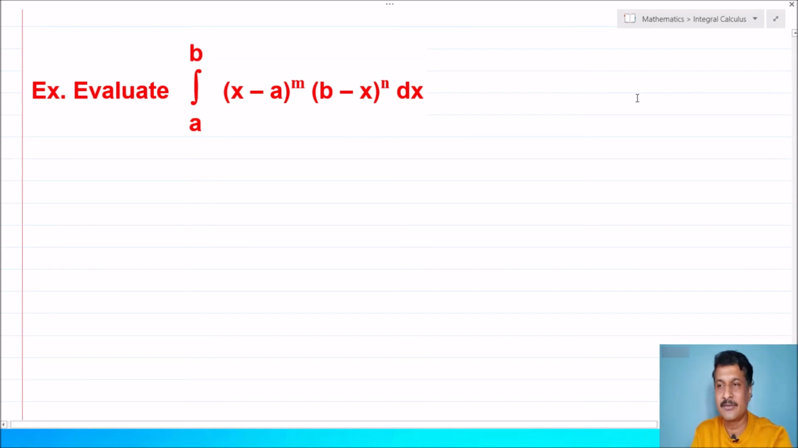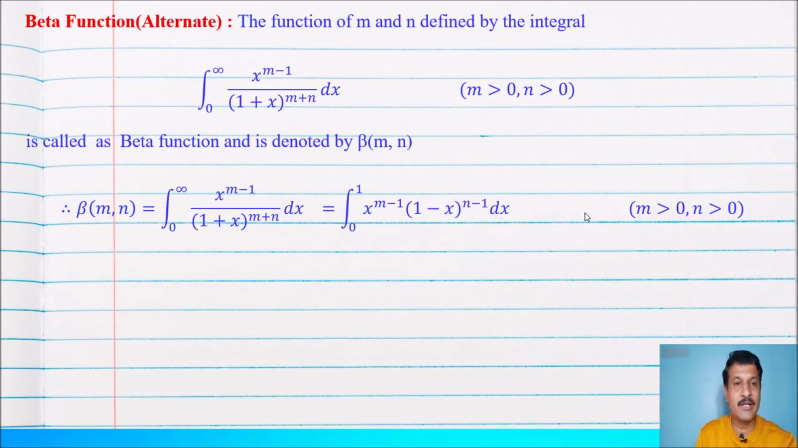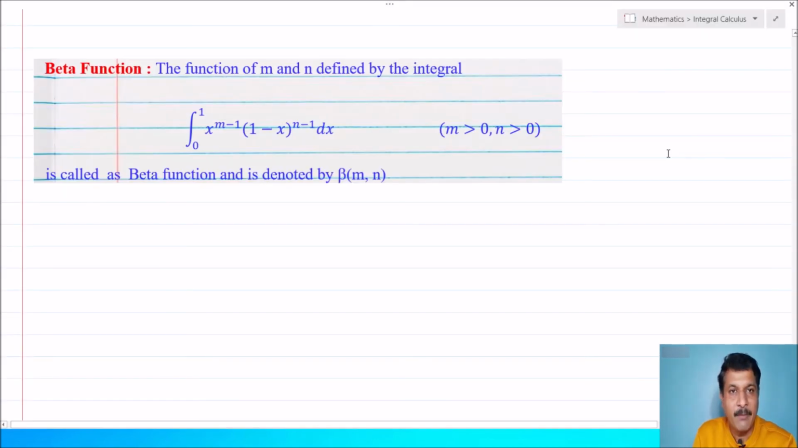So next example now. Evaluate integration a to b of x minus a raised to m into b minus x raised to n dx. Again the same thing I will say. Can you relate this to either the definition of beta gamma function or any property of beta gamma function? If yes, then you can evaluate it. So you can observe here, by the definition of beta function I can evaluate it.